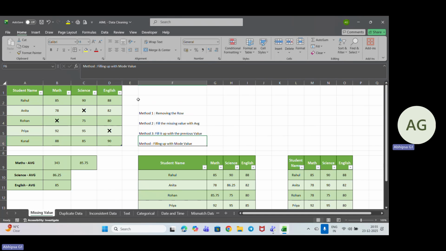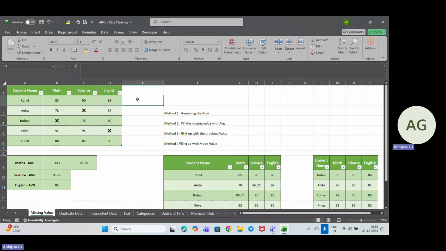Suppose the passing rate for this is yes, this is a no, this is again yes, and this is again suppose blank, and this is yes, right? So based on that we can see the mode value is yes. So here this blank value we can fill up with yes. Okay, so that is the exact thing that we can do in case of filling up missing values.